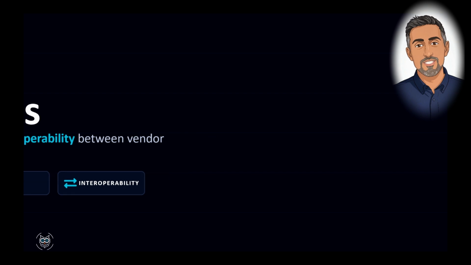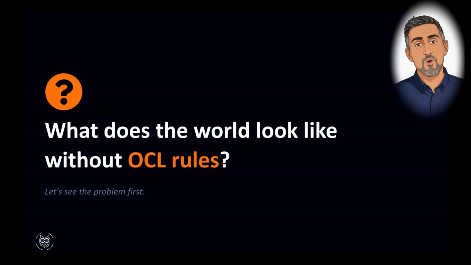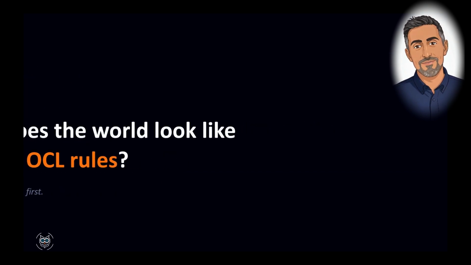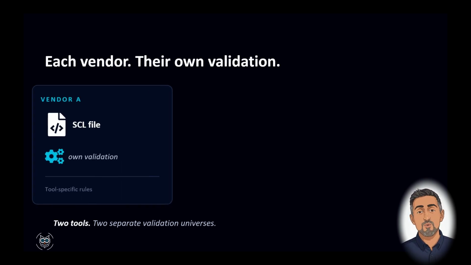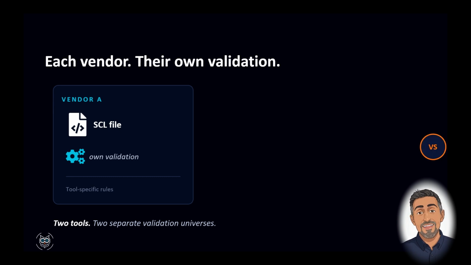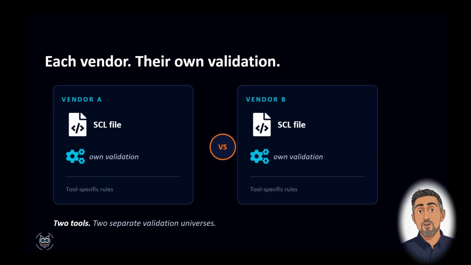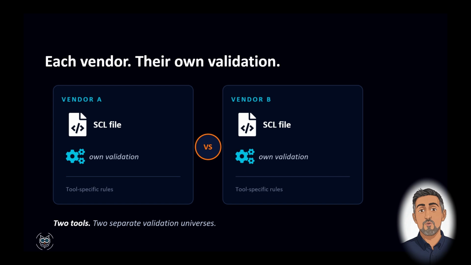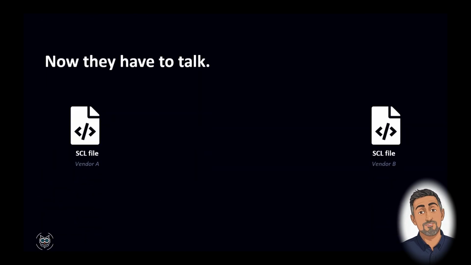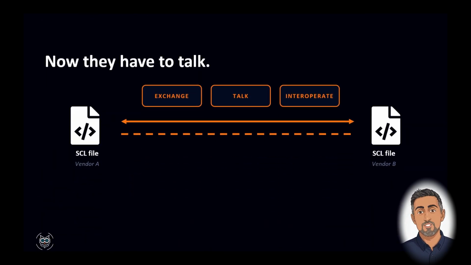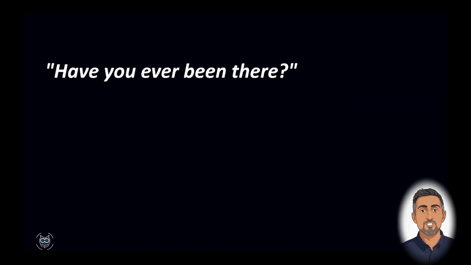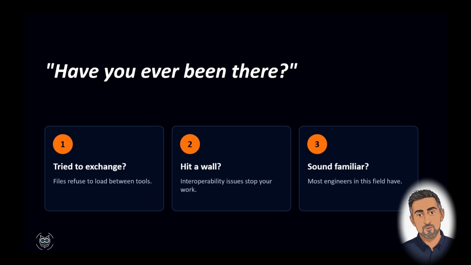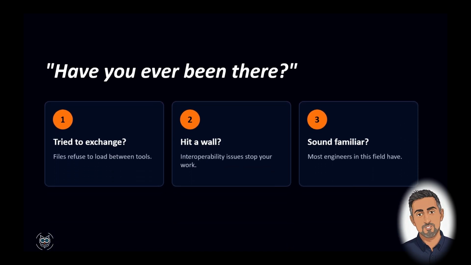The goal is interoperability. What does the world look like without OCL rules? When an SCL file is created in one vendor's tool, that tool has its own validation. Another vendor has their own tool with their own validation. Then comes the moment when those two SCL files have to talk to each other. Exchange, interoperate. Have you ever been in that situation? Tried to exchange SCL files between vendor tools and run into interoperability issues?